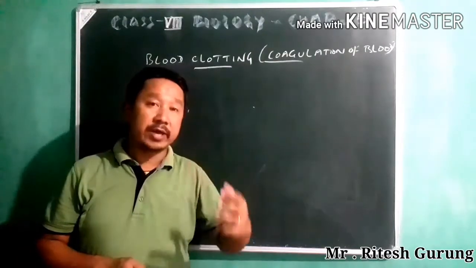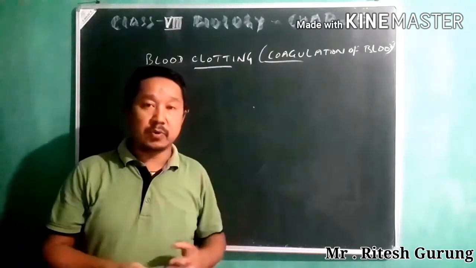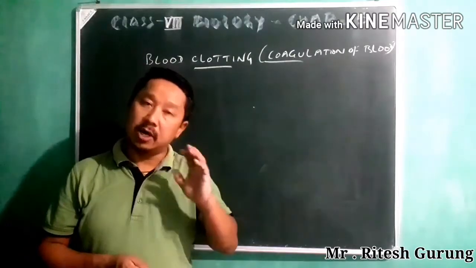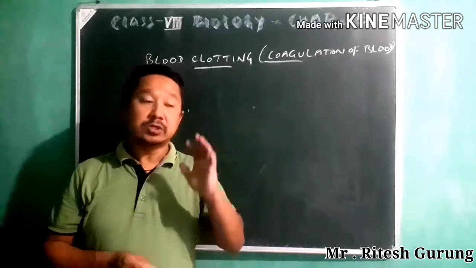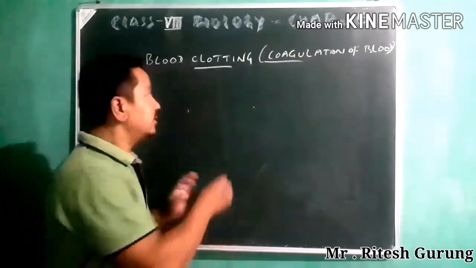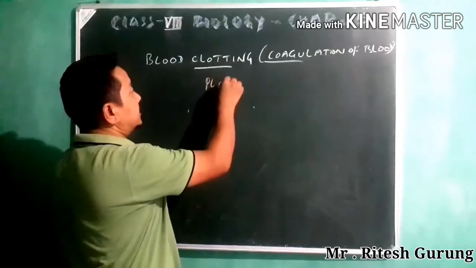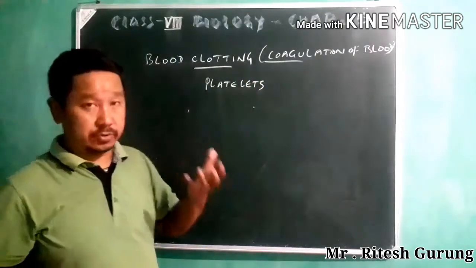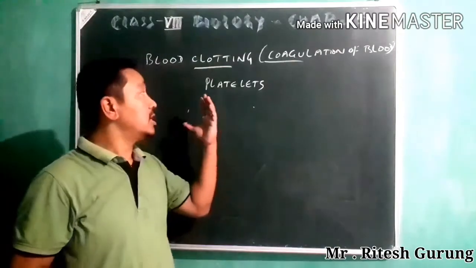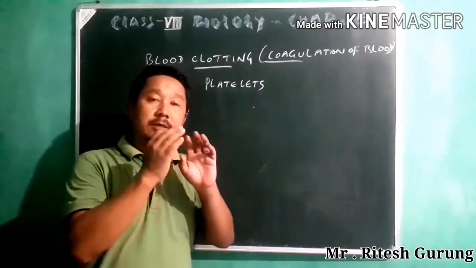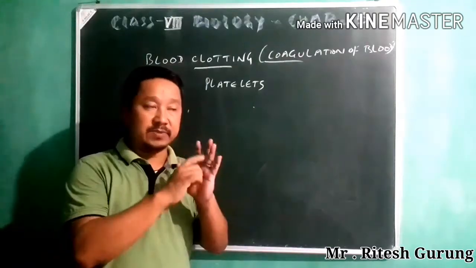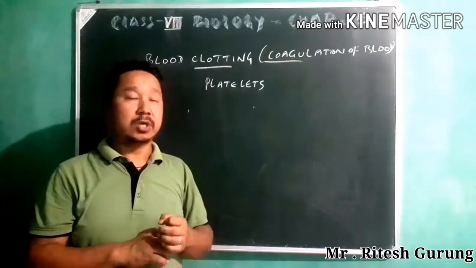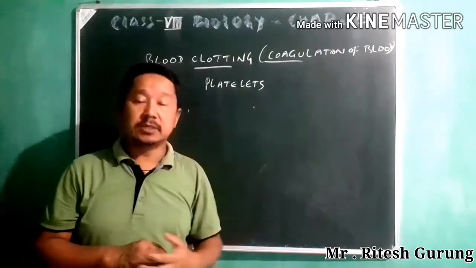So that means when some part of the body is injured, at that time the blood vessels get damaged, and also the platelets get affected. Platelets, which we discussed in the last session also, are blood cells: RBC, WBC, and platelets. So platelets are the blood corpuscles which are responsible for the clotting of the blood.